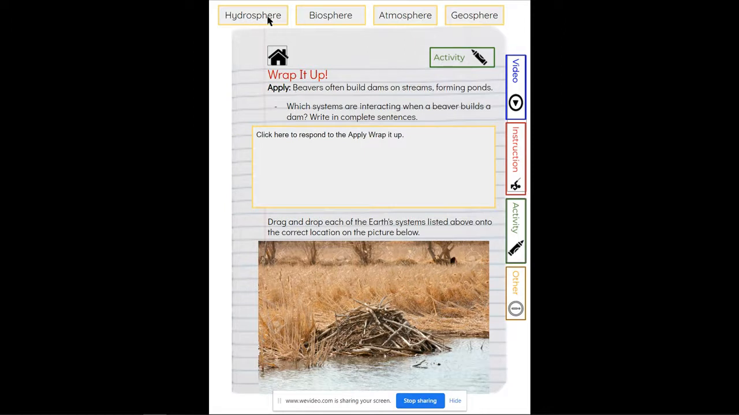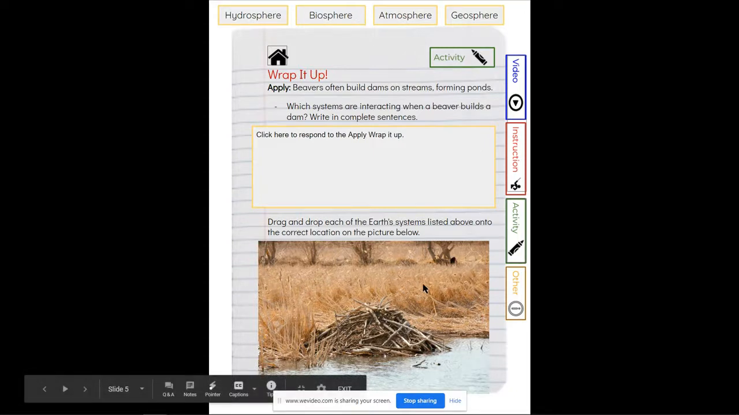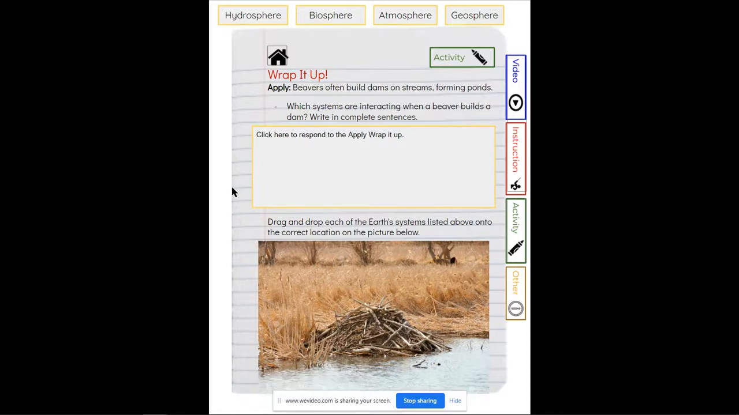And then again, we have those same headers that were on our previous page. They look the same. And you're going to drag and drop each of the Earth systems listed above, so these boxes up here, onto the correct location on the picture below. So in this photo, where would we find the hydrosphere, the biosphere, the atmosphere, and the geosphere?